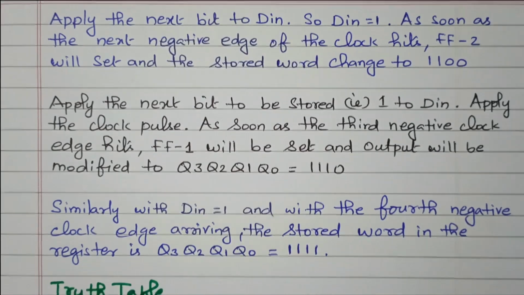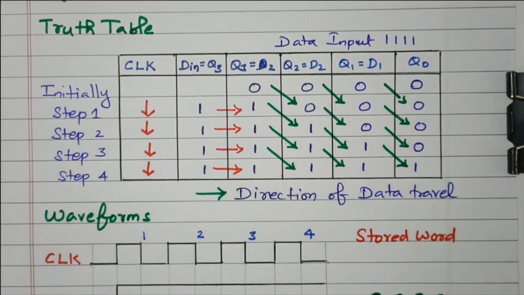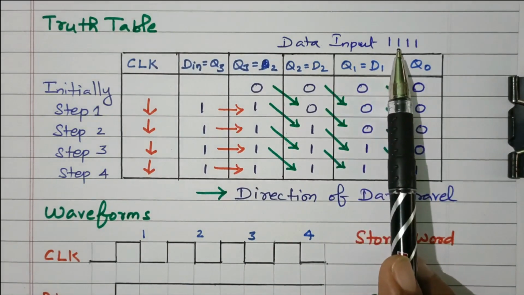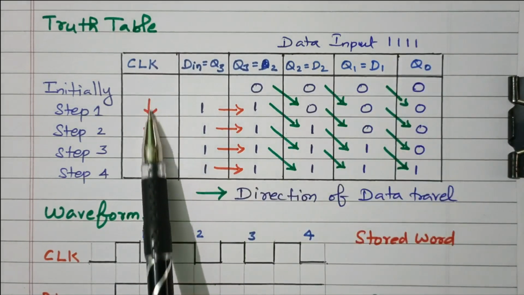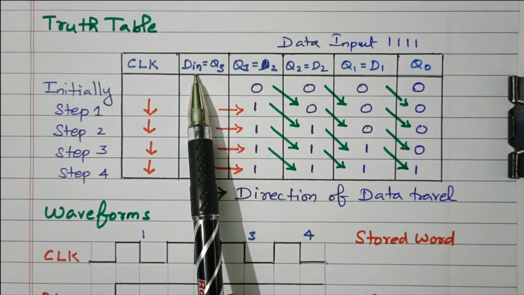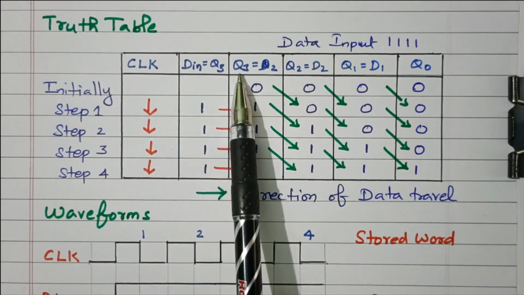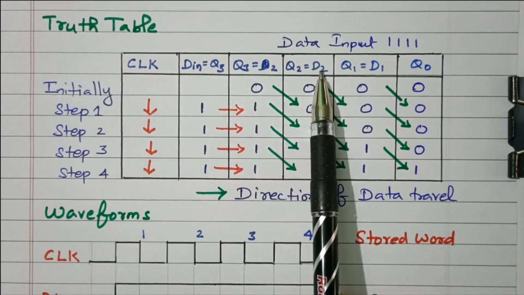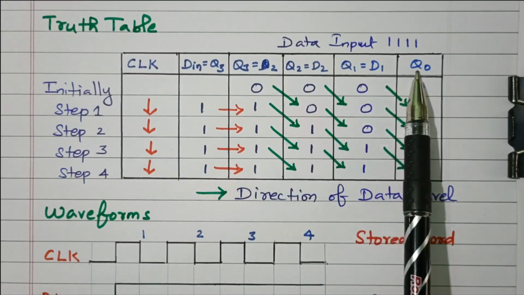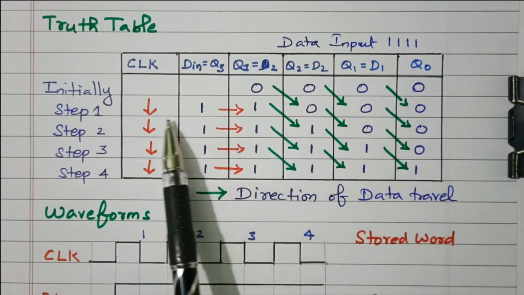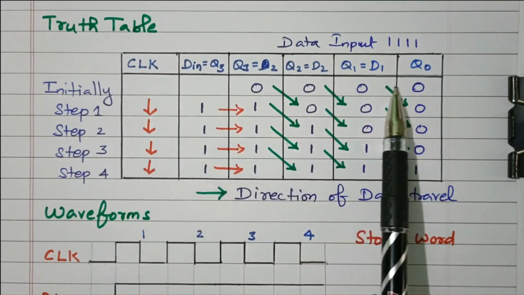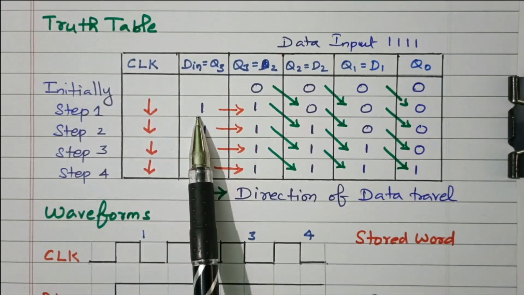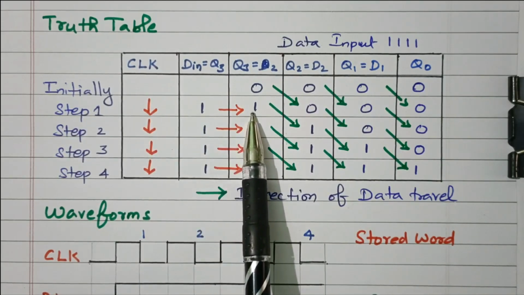Now we'll see the truth table. For further understanding, we will refer to the truth table. So the data we need to store is 1111. It shows the clock pulse, the D in, that is Q3, flip-flop 3. Q3 is applied to D2. Q2 applied to D1. Q1 applied to D0. Finally Q0. So initially all the values are 0, 0, 0, 0. In step 1, during the first clock pulse, 1 is applied. So this 1 goes to the Q3.